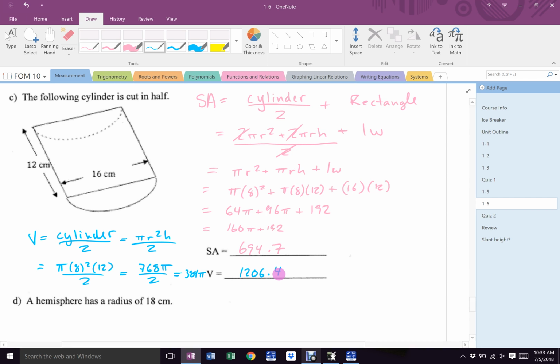There is the cylinder. Check your work over and make sure.